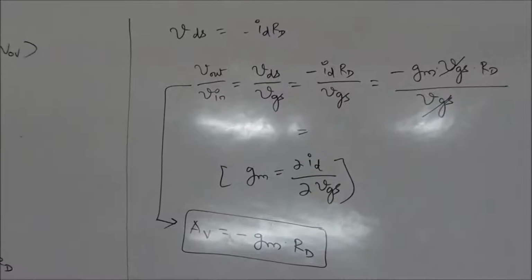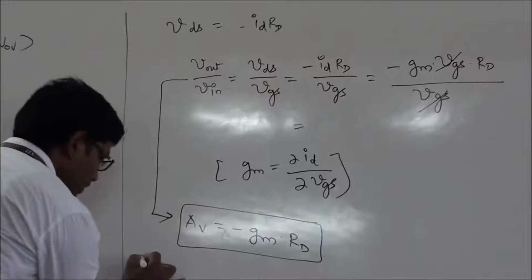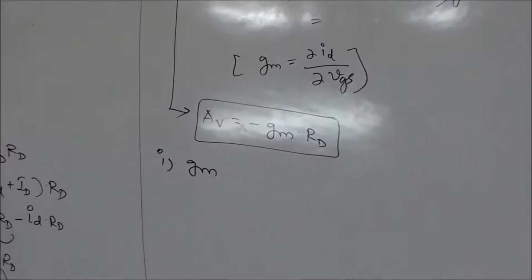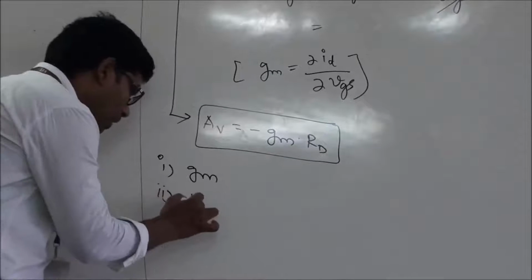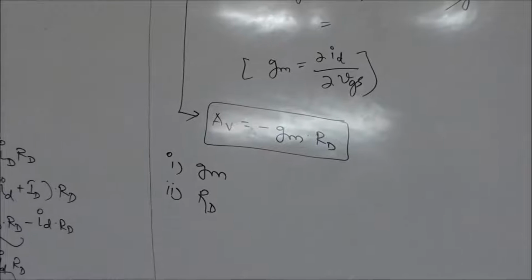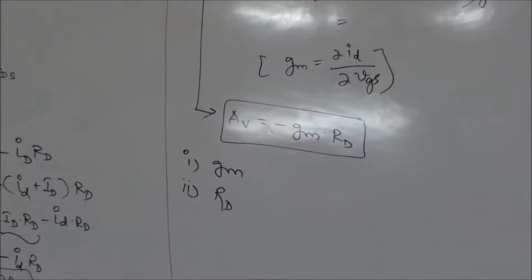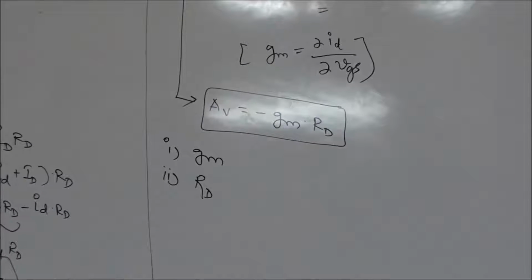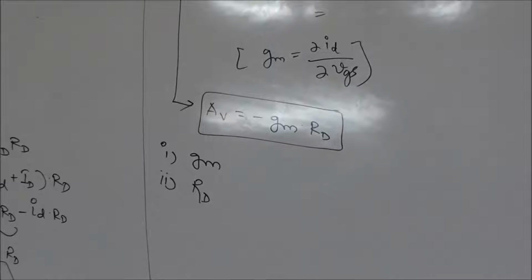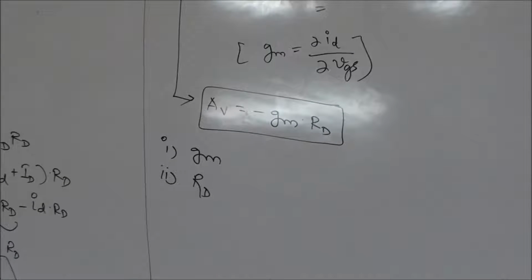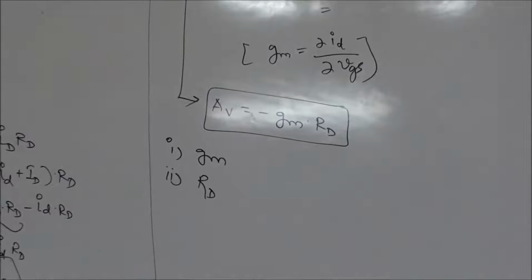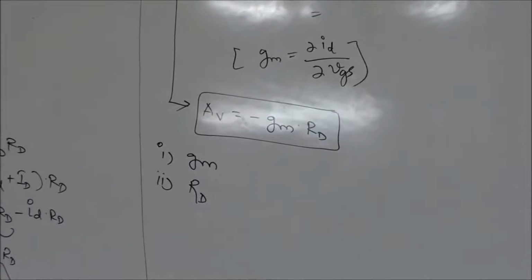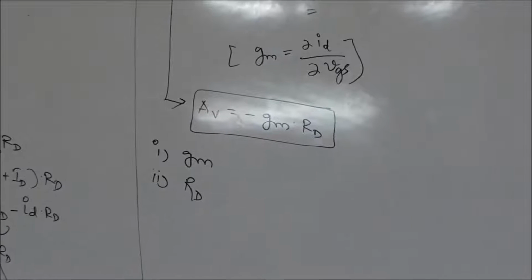One, gm of the circuit, directly proportional to gm of the circuit. Another one is RD, the resistance provided at the drain. So if I want to increase the gain, you can go by two ways. You can increase the gm, or you can increase the RD resistance which you have. And remember, the gain is nowhere related to any of the process parameters.